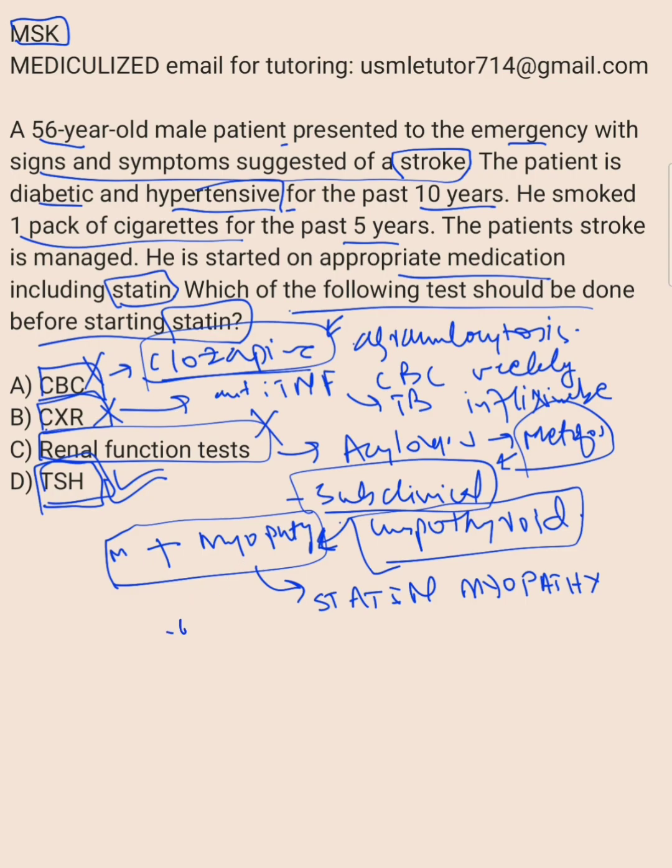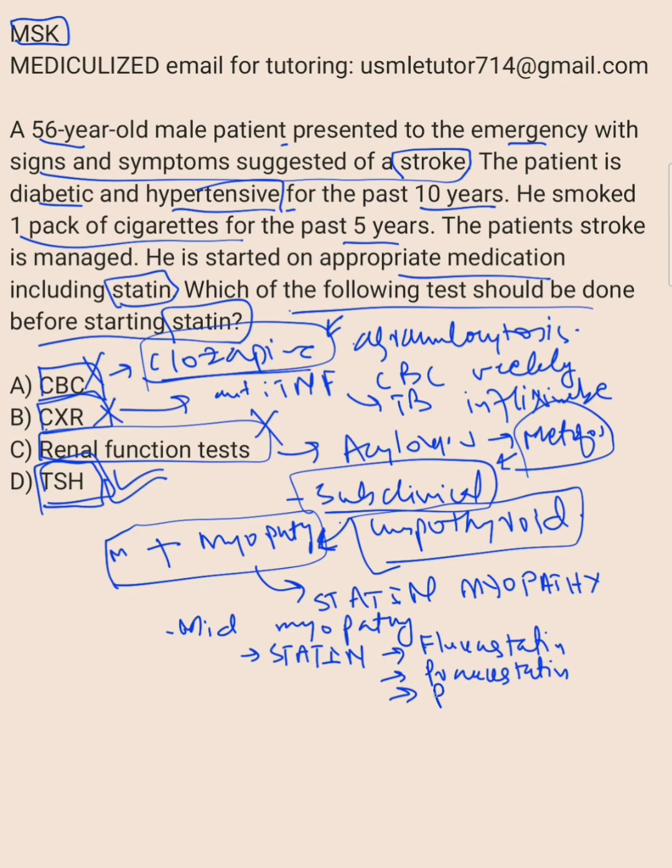Remember, if there is mild myopathy with a statin, you can just switch to another statin that has low risk of causing myopathy. These include fluvastatin, pravastatin, and the third is pitavastatin. So these three have low risk for causing myopathy, so you can switch to these.